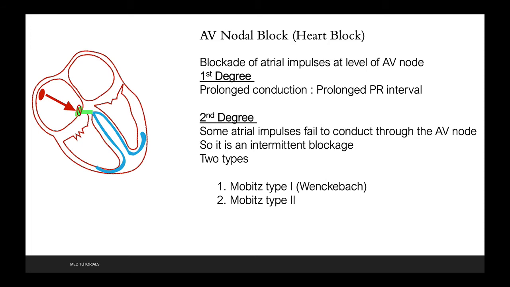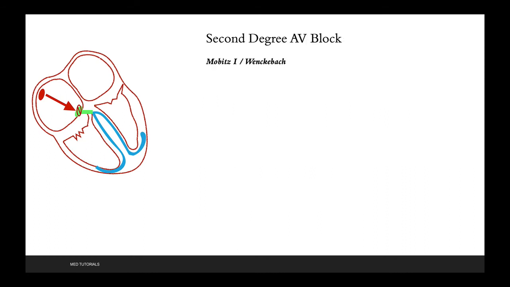And so under this we have two types of second degree block. First one is Mobitz type 1 or Wenckebach, and the second one is Mobitz type 2. We'll see that in the coming slide. And the third degree of AV nodal block is where there is a complete blockage of impulses. Second degree and third degree heart block are the ones which can cause bradycardia, and so we'll look more closely into that.